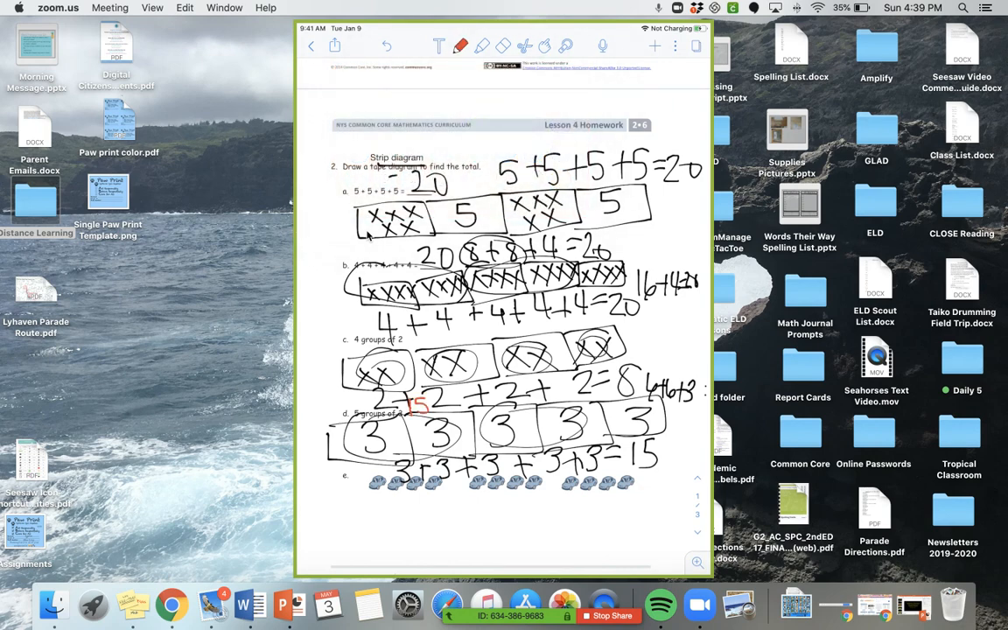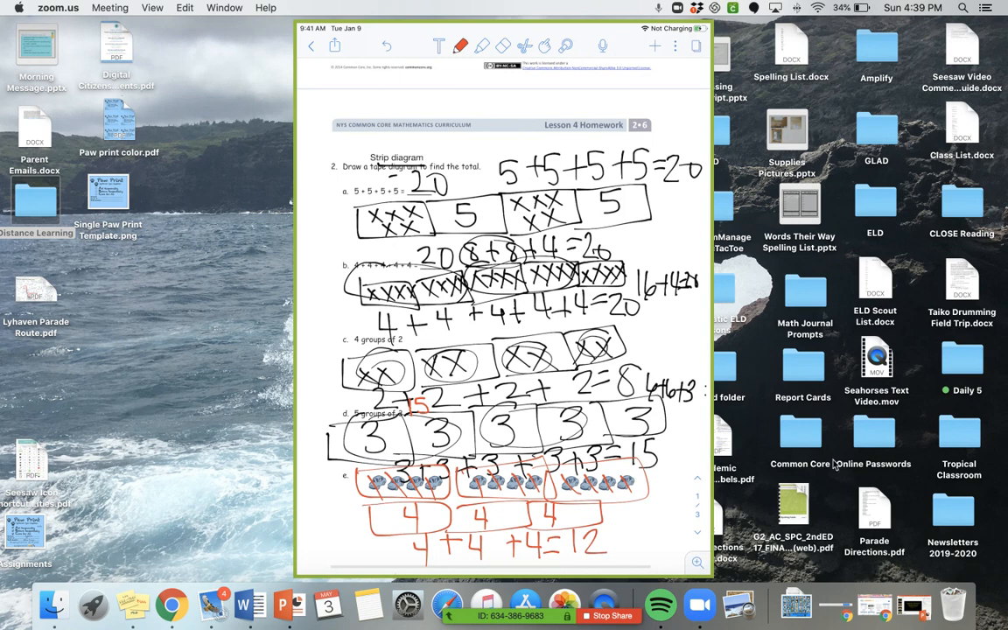So now question E, it is a picture. Let's just count, make sure we have the same amount in each group. 1, 2, 3, 4, in each of the 3 groups. Okay, so now I need to draw my strip diagram. 4, 4, 4, 4 plus 4 plus 4. 4 plus 4 is 8. 8 plus 4 is 12. Okay, so the answer to that is 12.